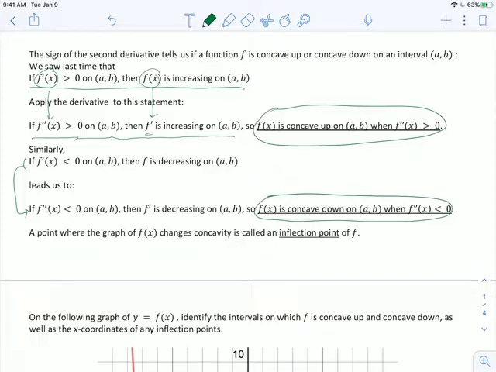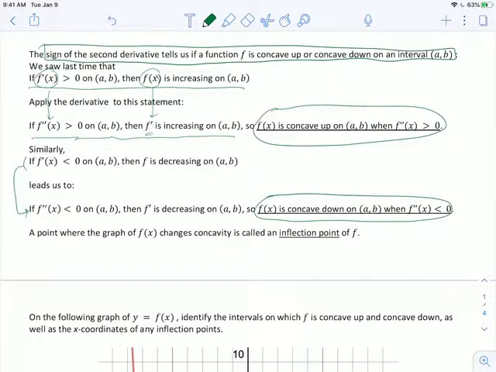And so we get this statement, that a function is concave down on an interval when the second derivative is negative. And so the big thing here that we want to get out of this is that the sign of the second derivative tells us about the concavity of the function. We're looking for positive and negative second derivatives.